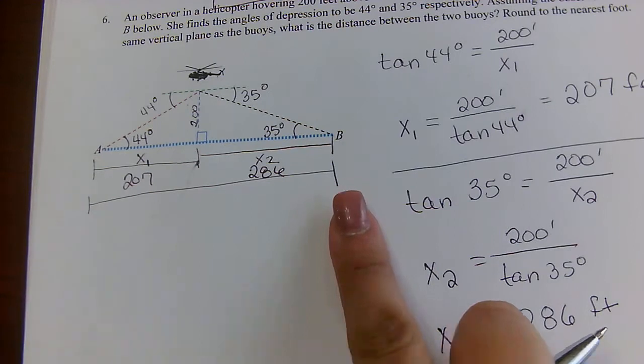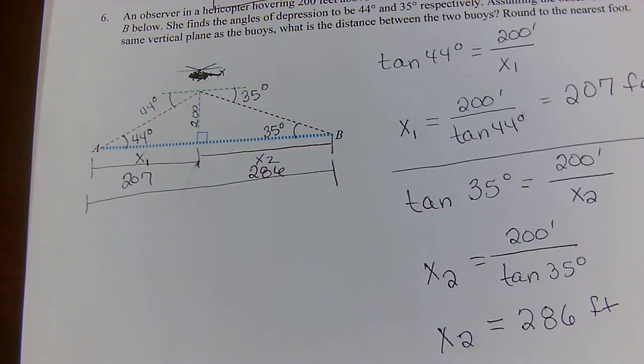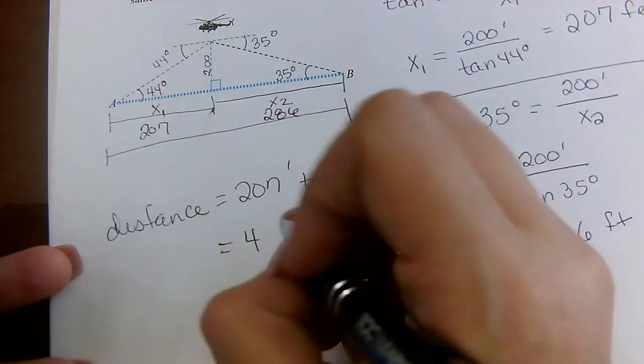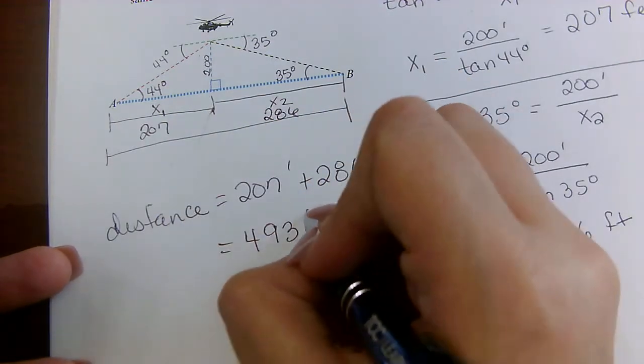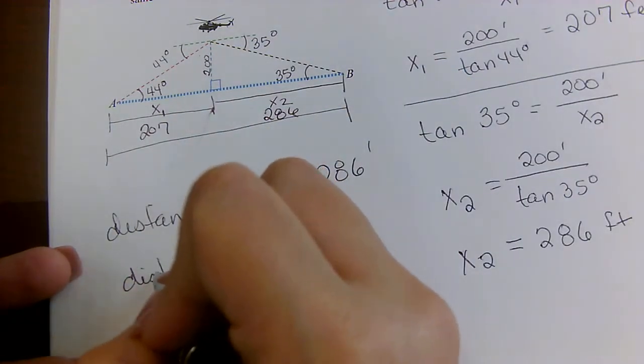So the distance between the two buoys, all we're going to do now is just add those two. 207 plus 286. The distance is going to be equal to 493 feet.